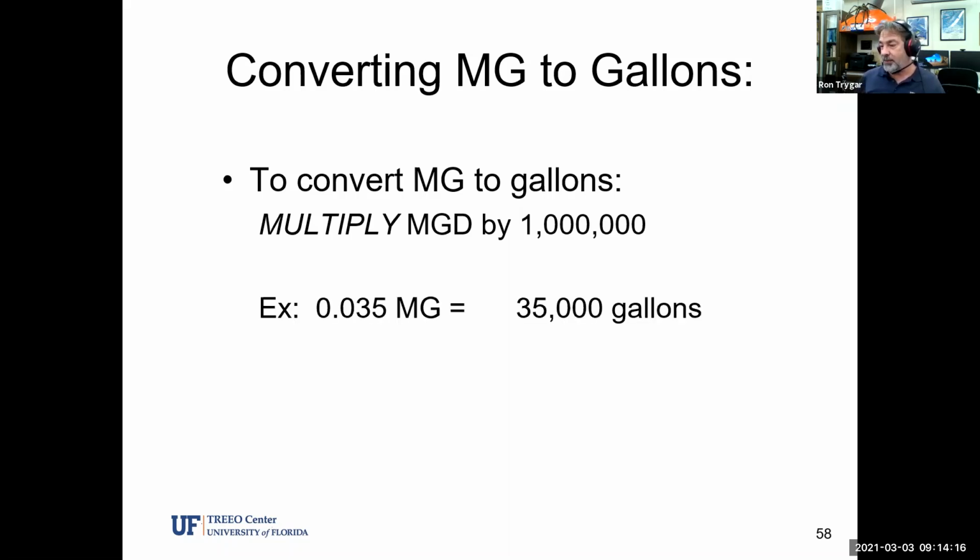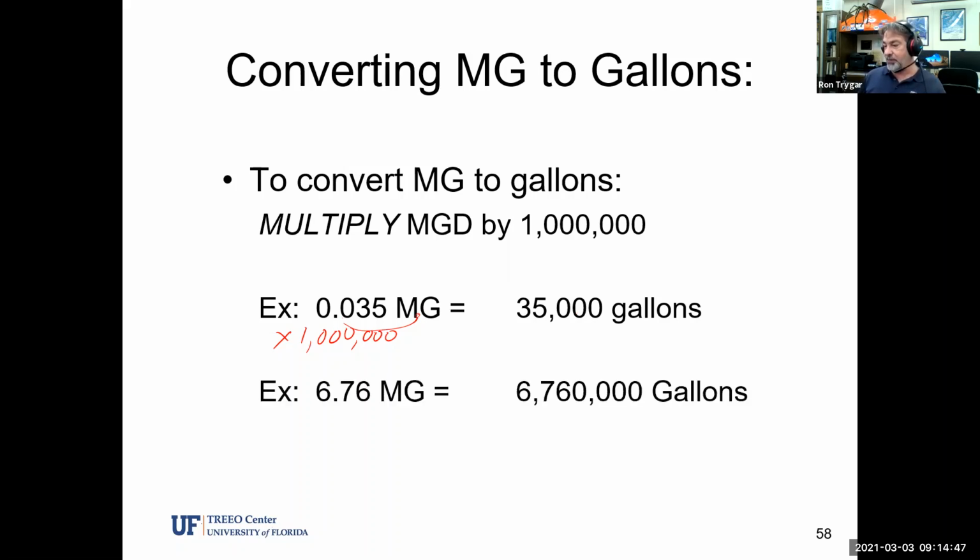We have an example of 0.035 mg. Multiply that number by 1 million, and you end up with 35,000 gallons. It just moves the decimal point 6 places over to the right, and you put the zeros back in place. So 35,000 gallons is the equivalent of 0.035 million gallons.